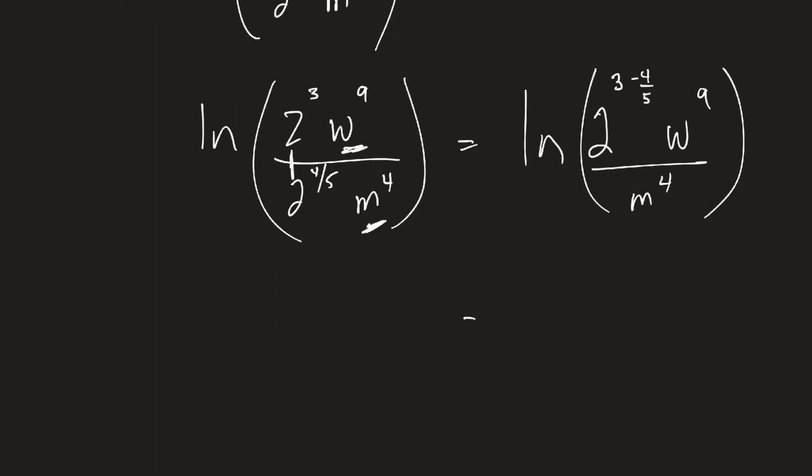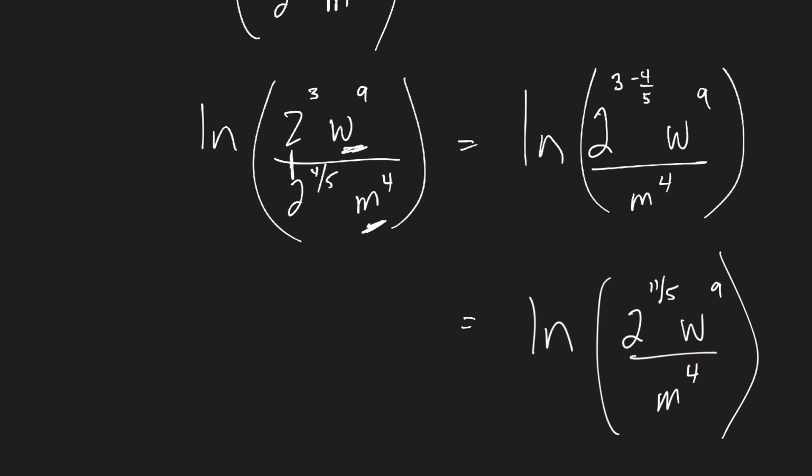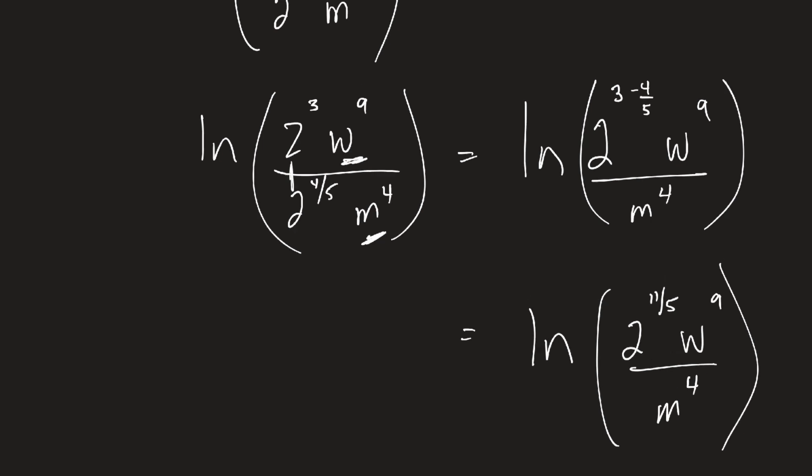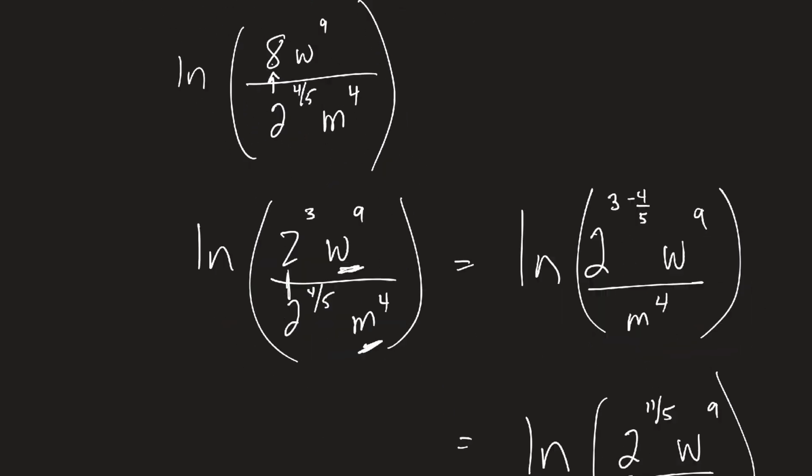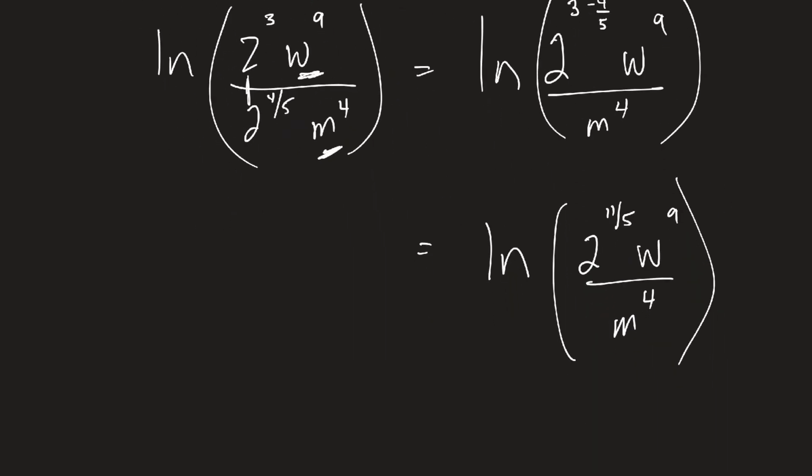And now I just have to figure that out. So 3 minus 4/5. So 3 is 15/5, so it'd be 11/5. 2 to the 11/5, w9 over m4. That's what I'm calling. Let's see if they even have that as an answer. Oh, I didn't put the answer there. Anyway, that's what I would call the answer.